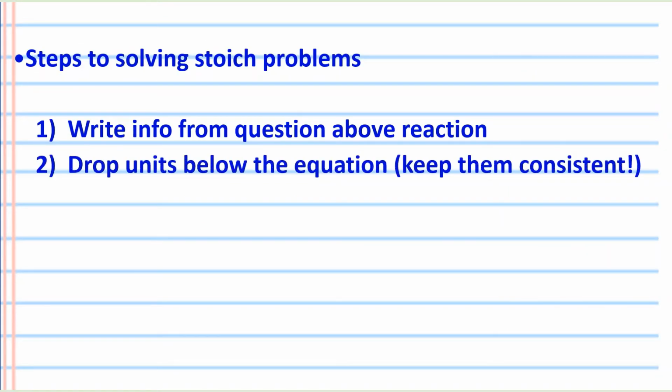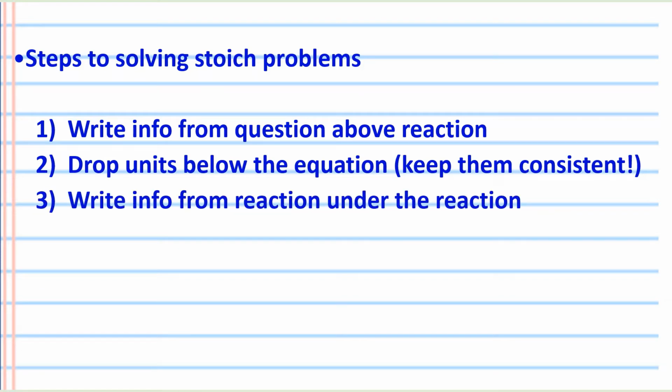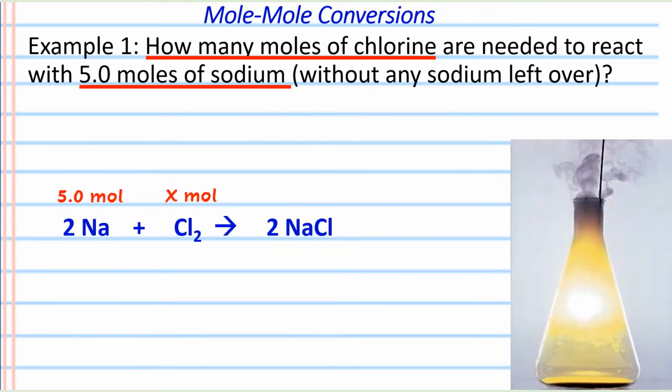The next step is we're going to drop the units below the equation, making sure we keep them consistent. Whatever unit we have above the reaction, we're going to use that same unit underneath the reaction. And we're going to write the information from the balanced reaction under the reaction. The first thing we do is drop the unit over the Na on the reactant side. We have moles, so we're going to drop that unit underneath the Na, keeping it moles. And over the chlorine, again, there's moles. We're going to drop the unit underneath.